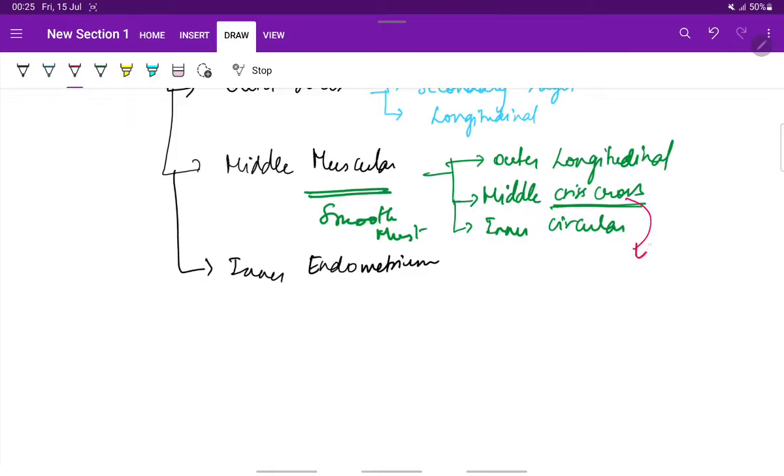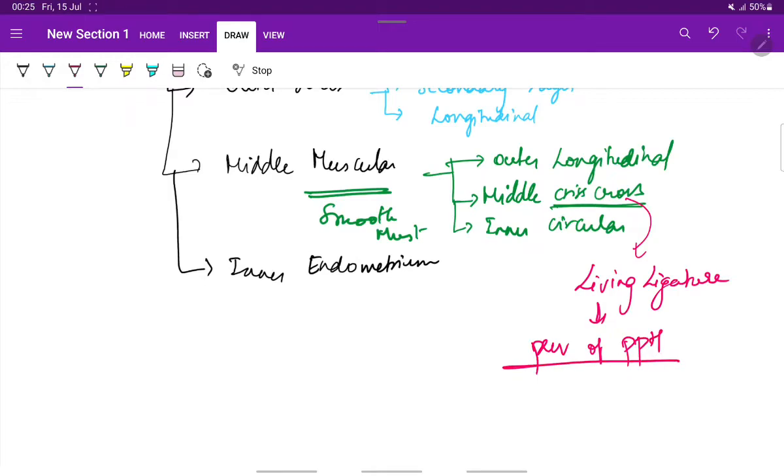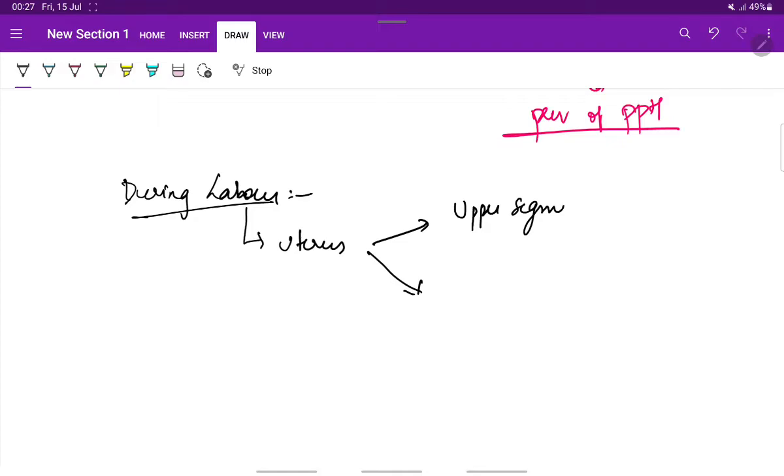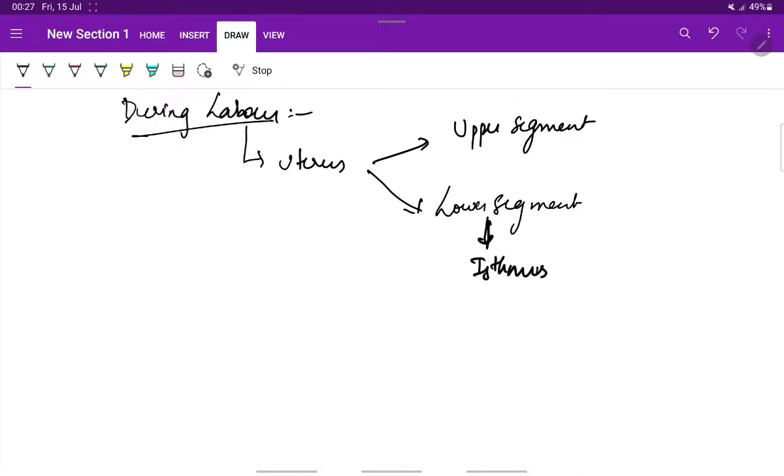And these crisscross fibers act as living ligature. The contraction of these crisscross fibers leads to prevention of postpartum hemorrhage. So what happens is, during labor and just before the onset of labor, the uterus is divided into two segments, the upper segment and the lower segment. The lower segment is nothing but the isthmus of the uterus, which gets dilated, forming the lower segment, and the isthmus is the portion between the anatomical and histological internal os.